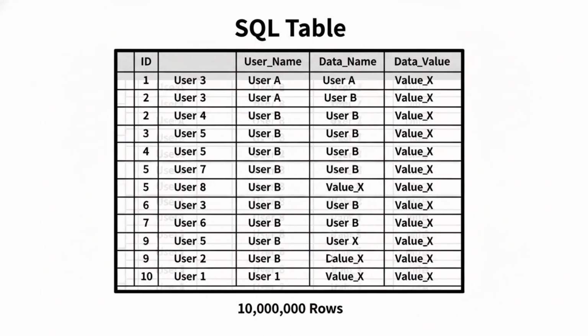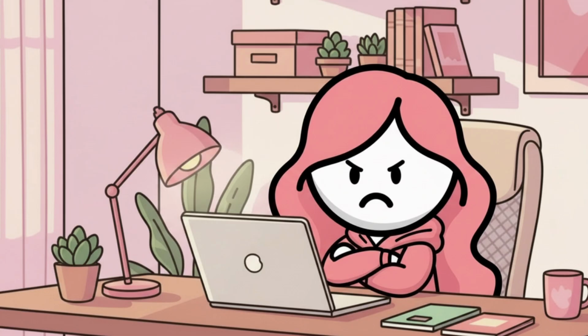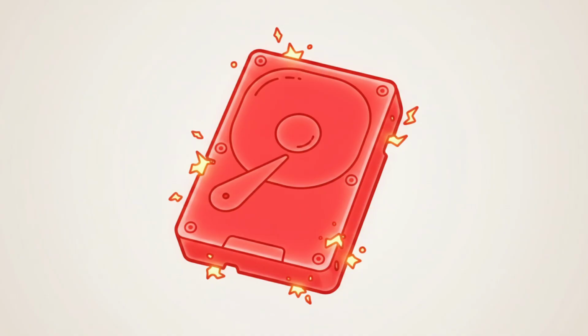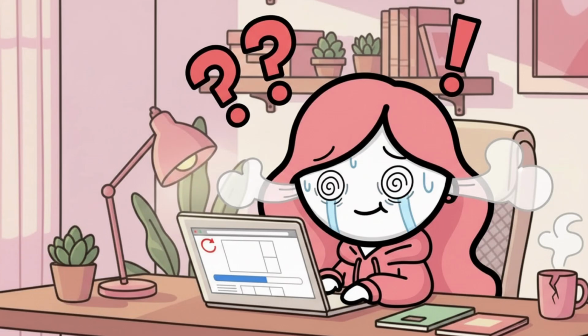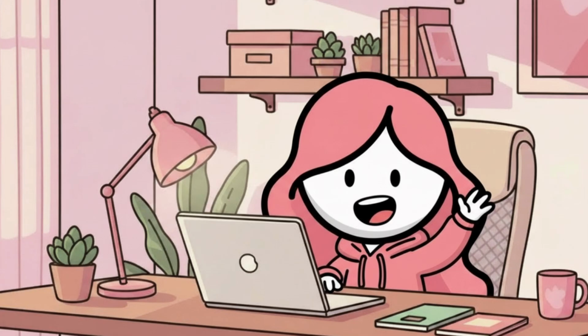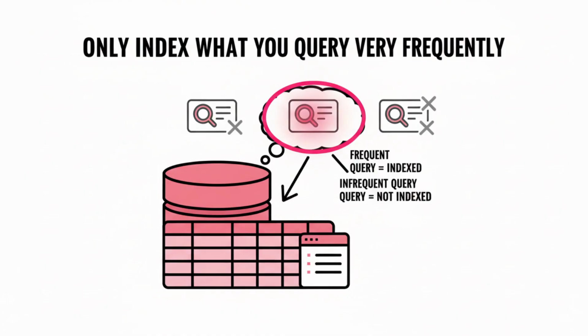You have a table with 10 million rows, you add an index for every single column because you think more is better. Now your inserts are dragging, your disk space is exploding, and you're wondering why everything is broken. The fix is simple. Only index what you actually query.